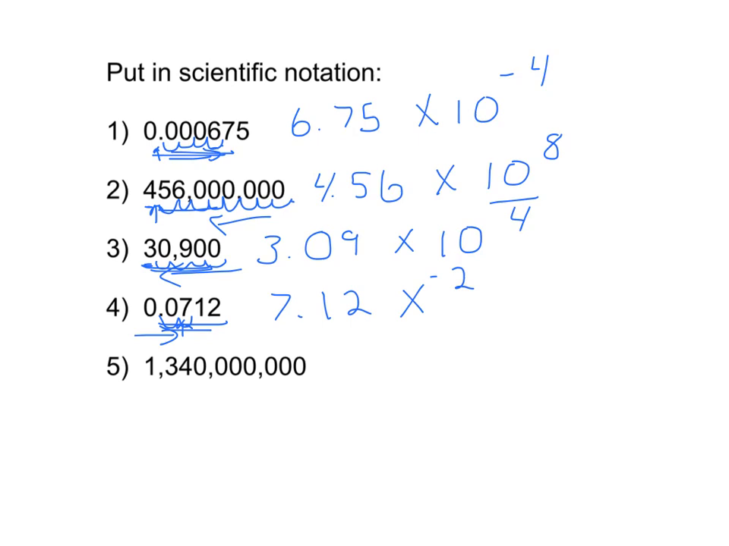And number 5, the non-zero digit in front of the decimal will be a 1, so we have 1.34 times 10. We see how many places we move that decimal. We're going to go 1, 2, 3, 4, 5, 6, 7, 8, 9 places. And it will be positive. This is a big number. We're moving the decimal to the left, so we're going to multiply it by a large number.